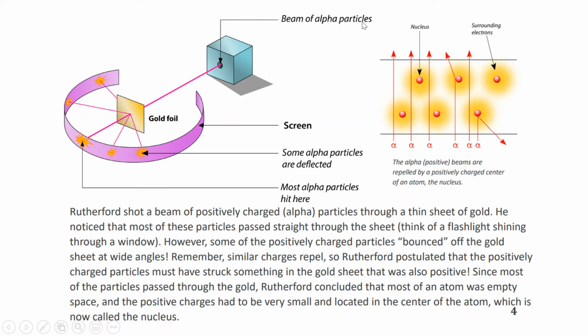Beam of alpha particles, gold foil, screen. Some alpha particles are deflected. Most alpha particles hit here. The alpha positive beams are repelled by a positively charged center of an atom, the nucleus. Nucleus, surrounding electrons.